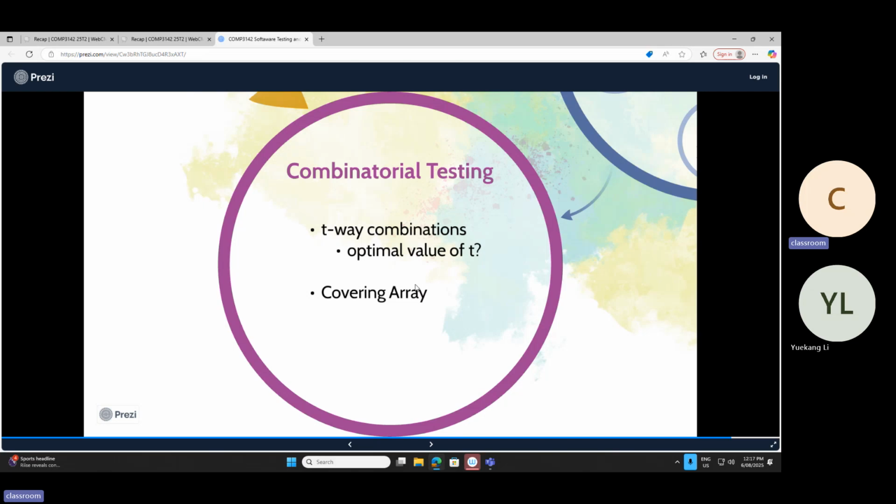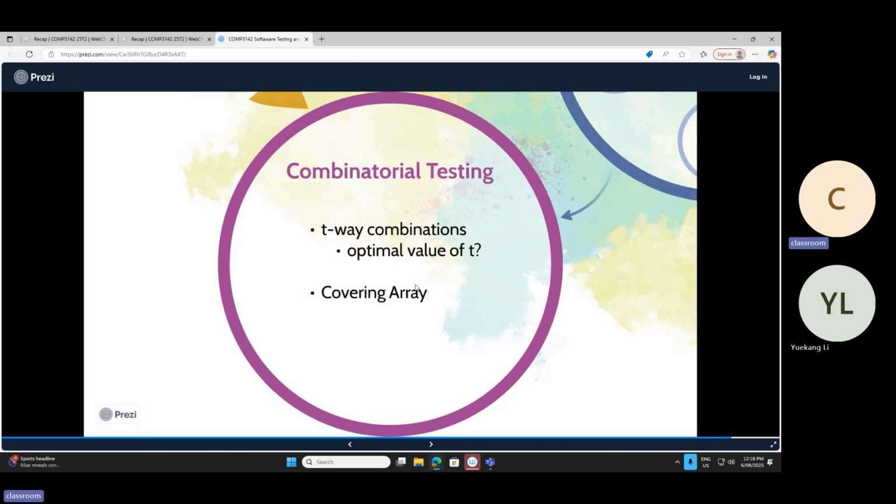T-way combination limits the number of combinations we can have. For example, for two-way combination, it means that we want to cover all the possible pairs of option values, right? So we don't need to care about the permutations involving three or more option values. We only care about all the possibilities for pairs. So this can limit the number of test cases needed.